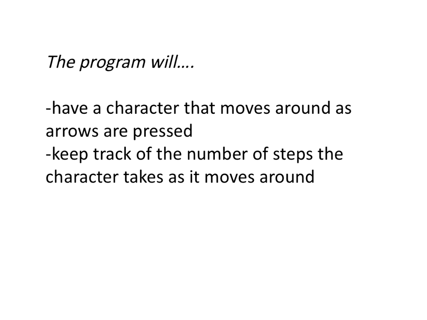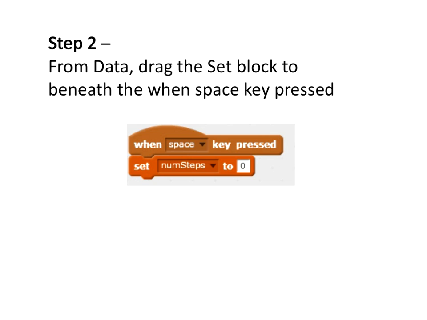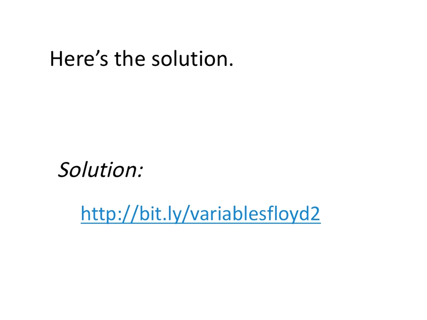So you can see that that program had a character that moved around as the arrows were pressed, and then we kept track of the number of steps the character moved each time it moved around. So here's the solution. If you weren't able to complete that program, this is the actual solution. So this is optional for you to click on.